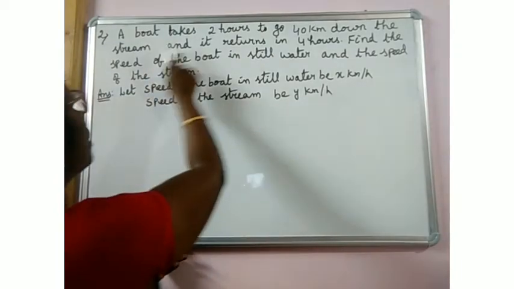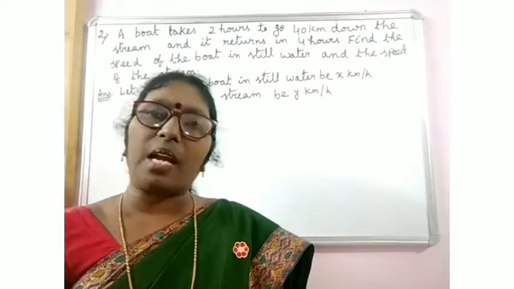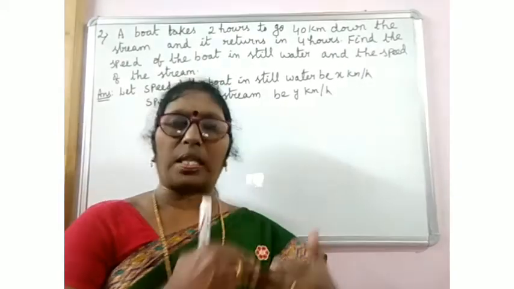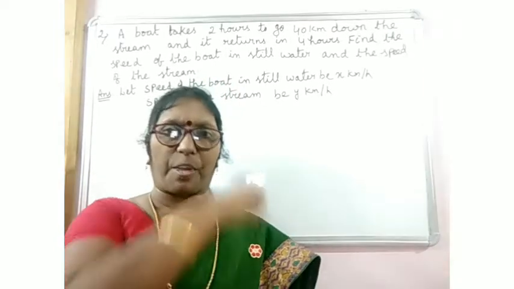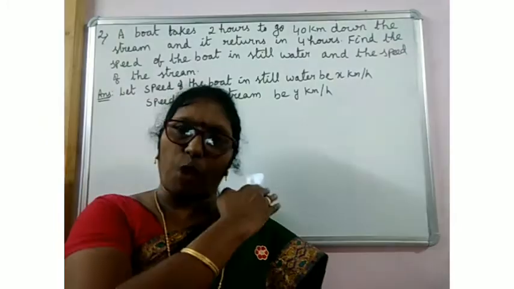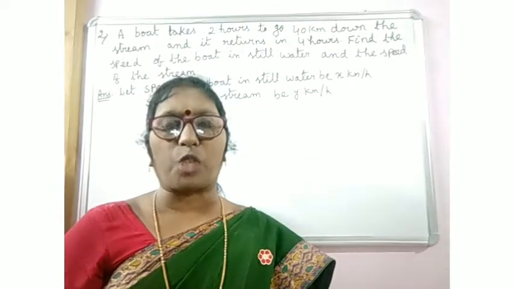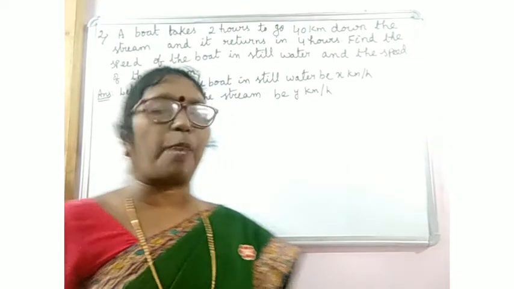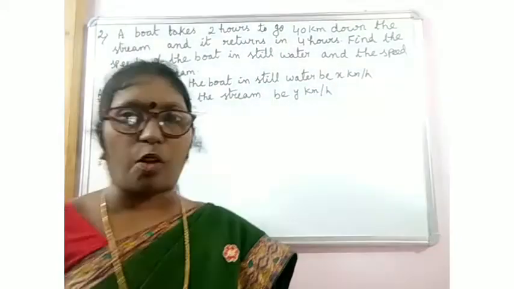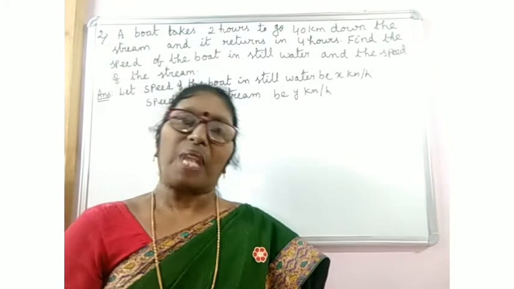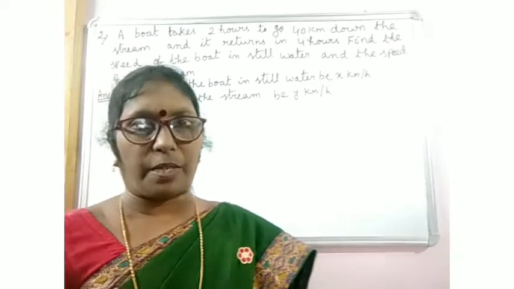Now let me explain you something. Down the stream, the boat takes 2 hours to go 40 kilometers down the stream. The meaning of this is both water and boat will be moving in the same direction. Suppose boat is moving from this side to that side, water also will be moving in the same direction. At that time, the speed of the boat will be x plus y kilometer per hour. If the speed of the boat is x kilometer per hour, speed of the stream is y kilometer per hour, stream means water flow, then downstream speed will be x plus y kilometer per hour.